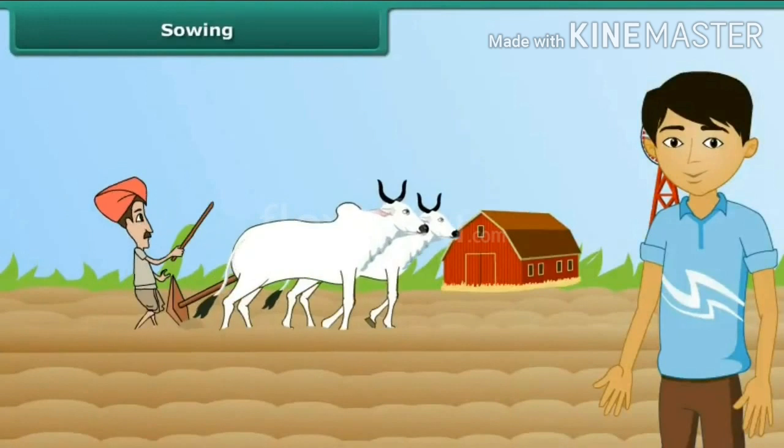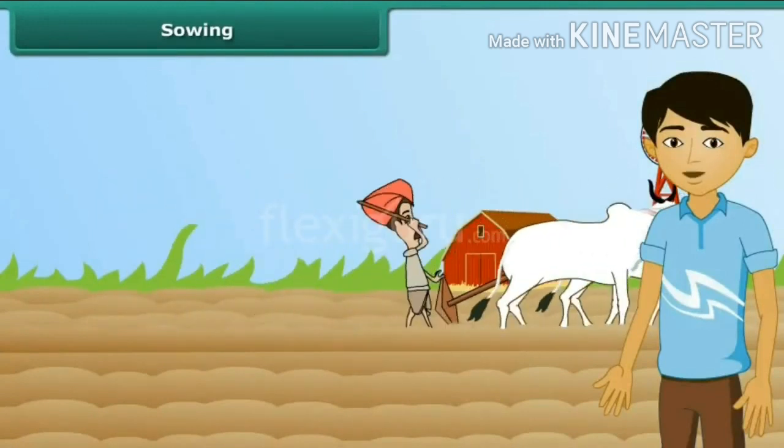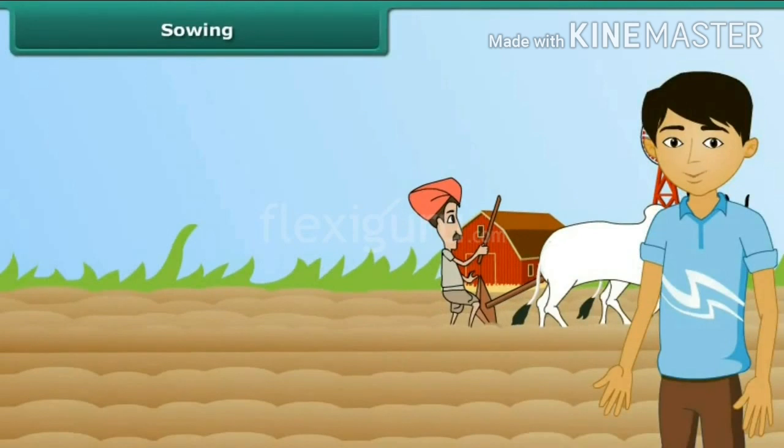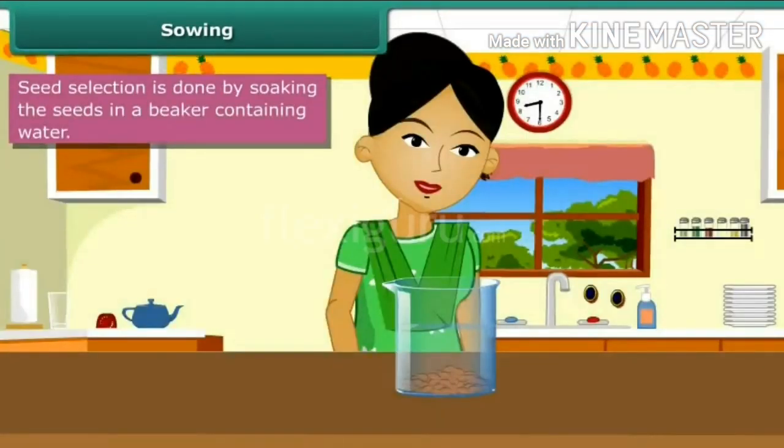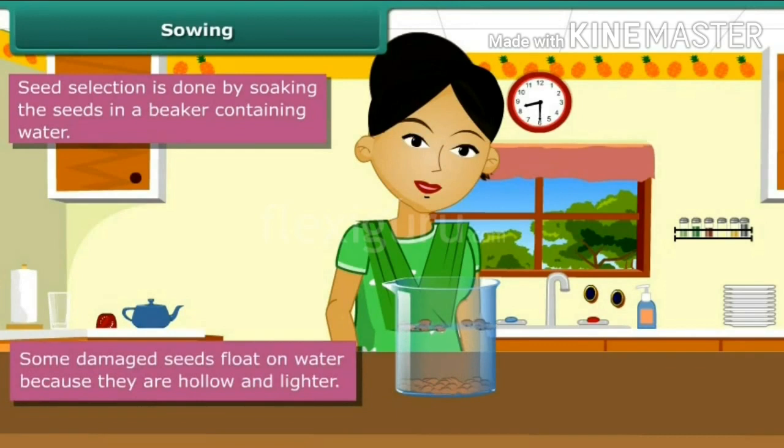Once plowing is done, next step is sowing. Before sowing, farmers select good quality seeds to get high yields. Have you ever noticed your mother putting some grains in a vessel and pouring some water to it? What happens after a few minutes? Some seeds start to float. What is the reason behind this? Some damaged seeds float on water because they are hollow and hence lighter. Actually, this is a good method for separating good, healthy seeds from the damaged ones.